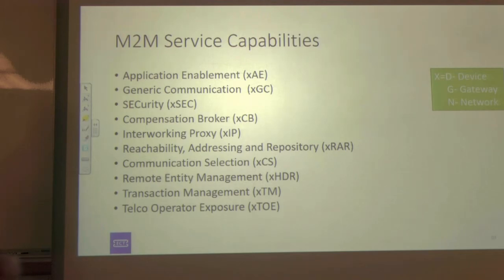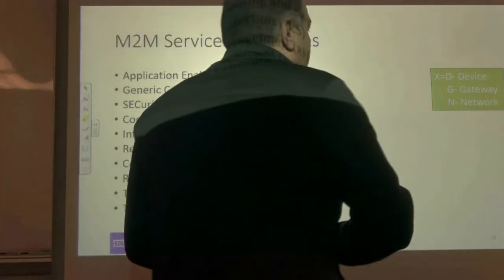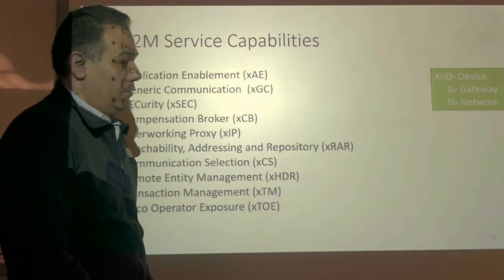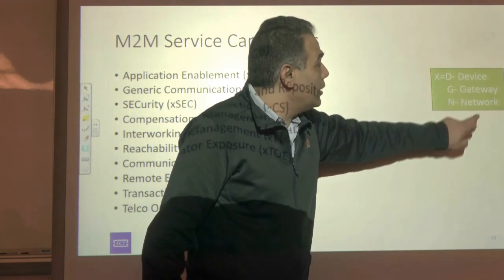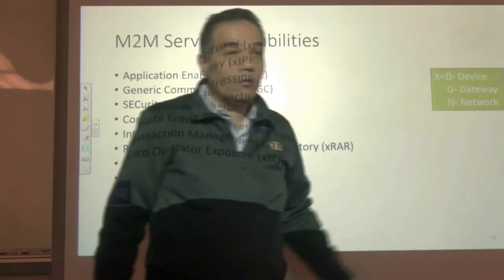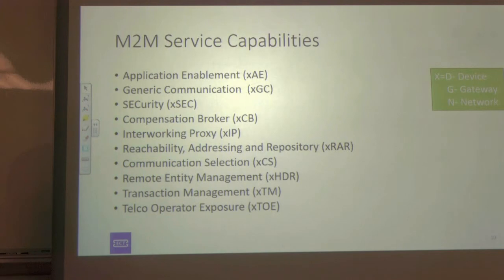So when you talk about service capabilities, for example, the service has to be at the level of the device, the gateway, or the network, right? So when you talk about, for example, let's pick one. I don't want to go over them.